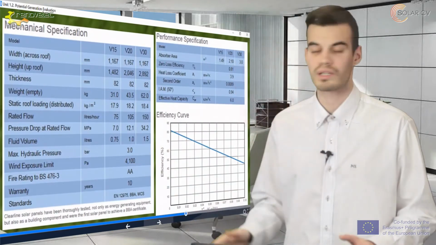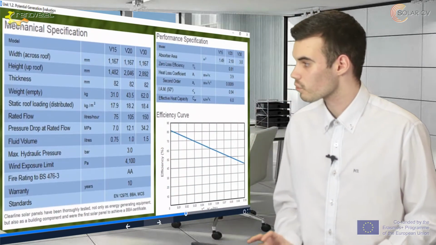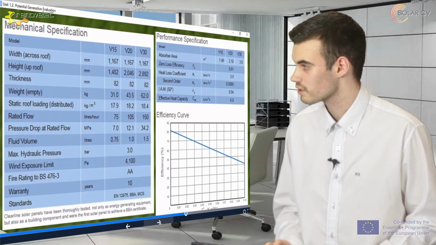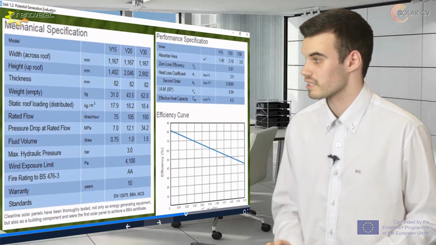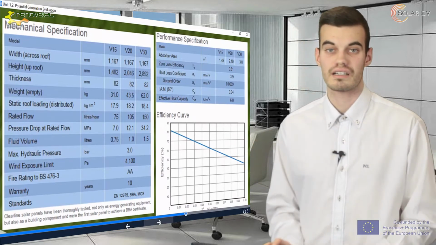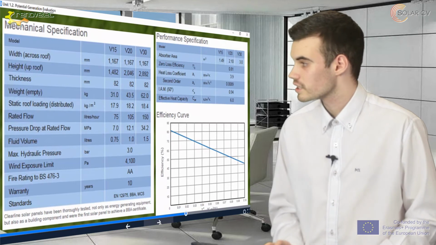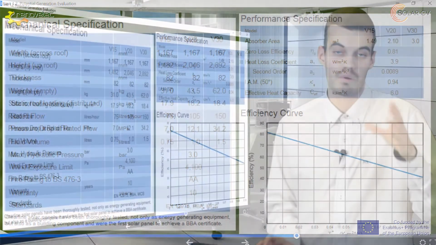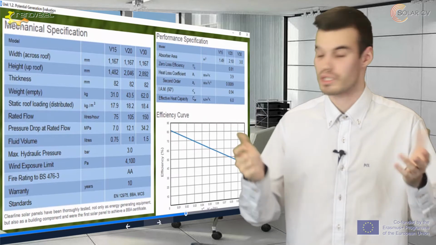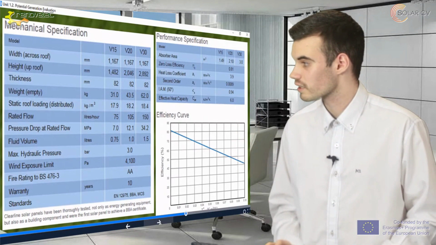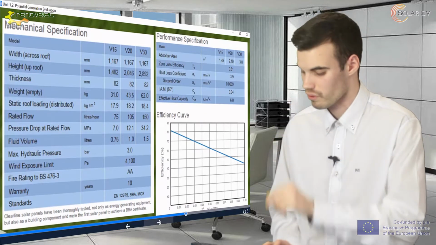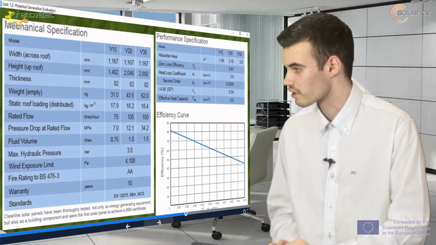For example, here we are able to see a data sheet, and the most important parameters are these: performance specification, absorber area, which really is the catchment area in a solar mirror. Zero loss efficiency is pretty obvious, and this is the maximum efficiency if the normal vector of our mirror matches with the vector of our solar ray. And the different heat loss coefficients, we are going to have a first order and a second order.